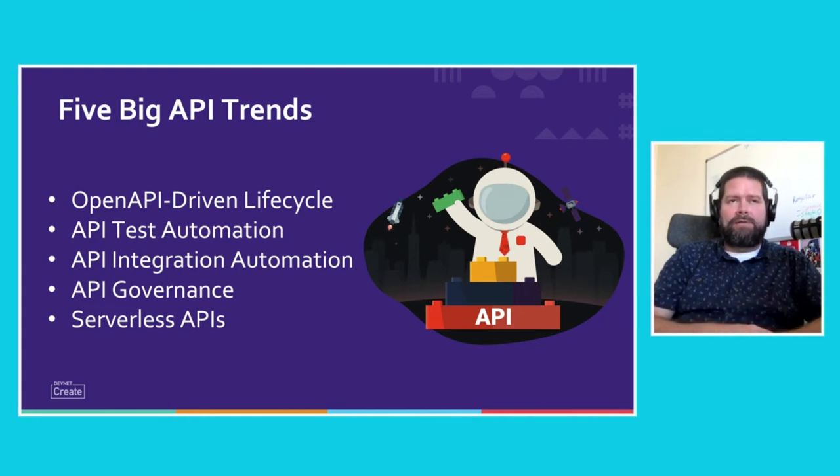So Postman has 12 million users, and we're just about to publish our State of API report, which is a look into what a good section of our customers are doing when it comes to their APIs. So what I've done is I've looked through that and I've pulled out some of the interesting trends that I think y'all might learn from when it comes to APIs.